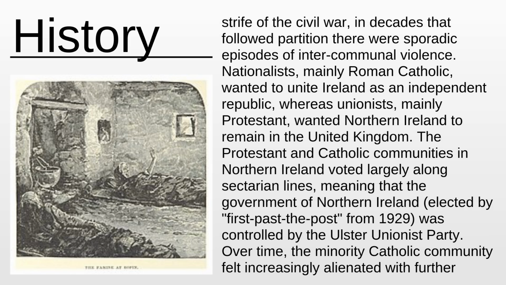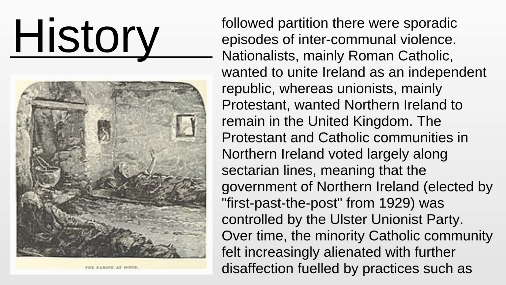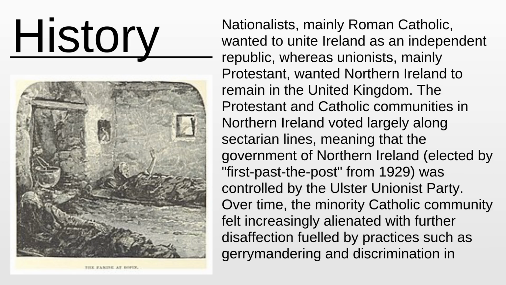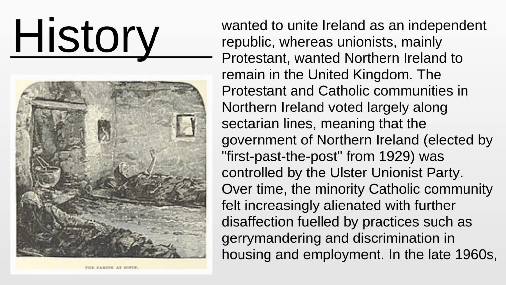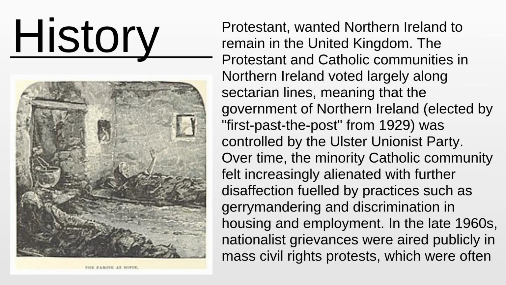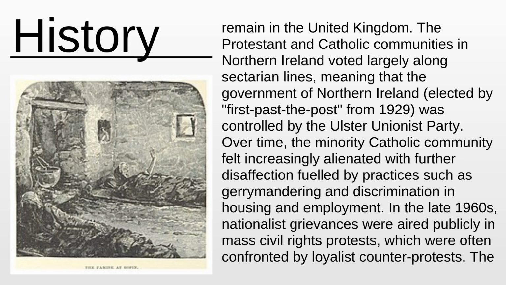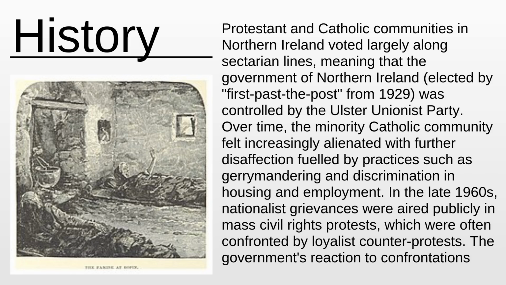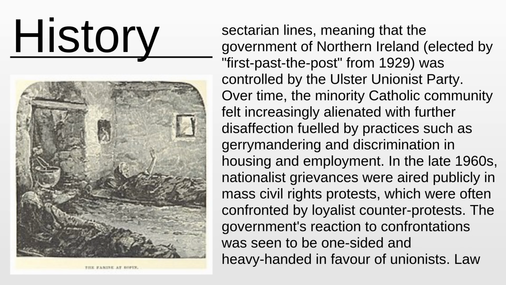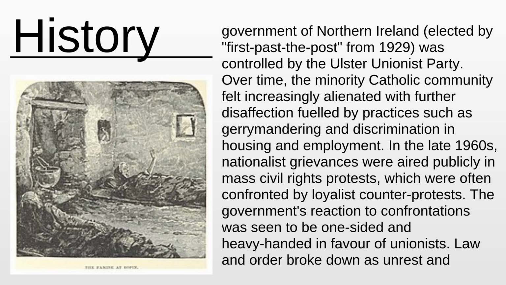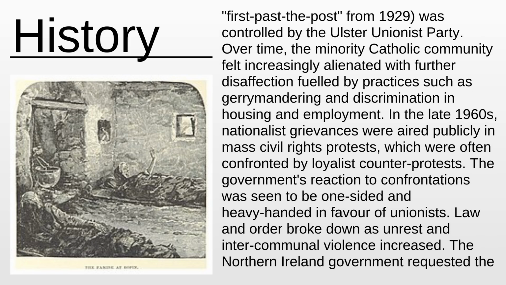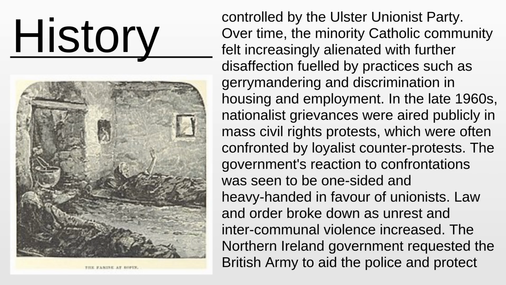Although Northern Ireland was largely spared the strife of the Civil War, in decades that followed partition there were sporadic episodes of intercommunal violence. Nationalists, mainly Roman Catholic, wanted to unite Ireland as an independent republic, whereas Unionists, mainly Protestant, wanted Northern Ireland to remain in the United Kingdom. The Protestant and Catholic communities in Northern Ireland voted largely along sectarian lines, meaning that the government of Northern Ireland, elected by first past the post from 1929, was controlled by the Ulster Unionist Party.